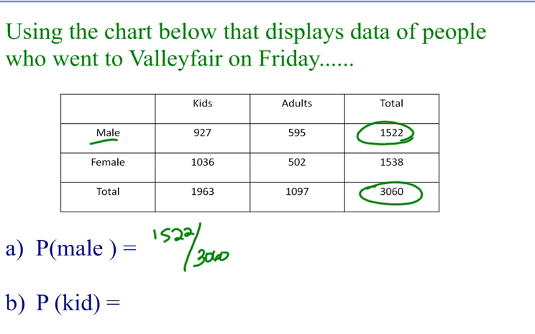And if you want to reduce that on your calculator, remember you can take 1522 divided by 3060 and then hit enter, and then you go math, enter, enter, and it'll reduce that fraction for you. Which it does end up just dividing by 2. So there's my reduced fraction.